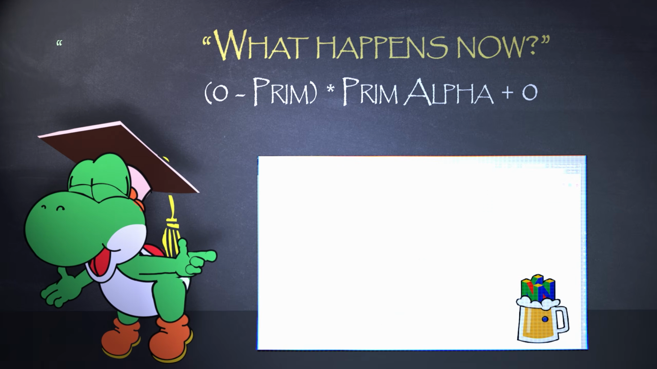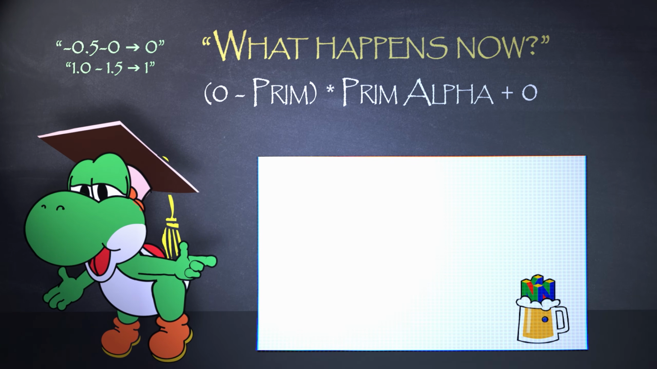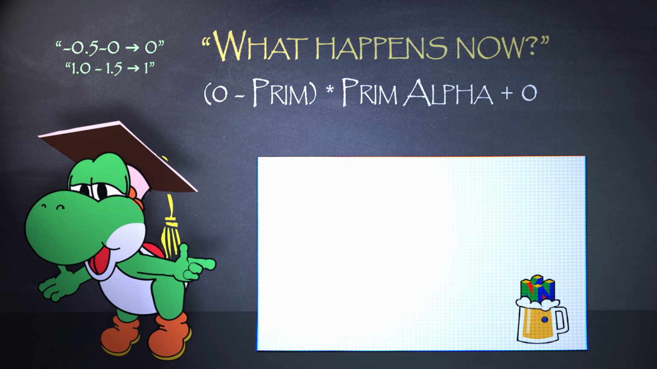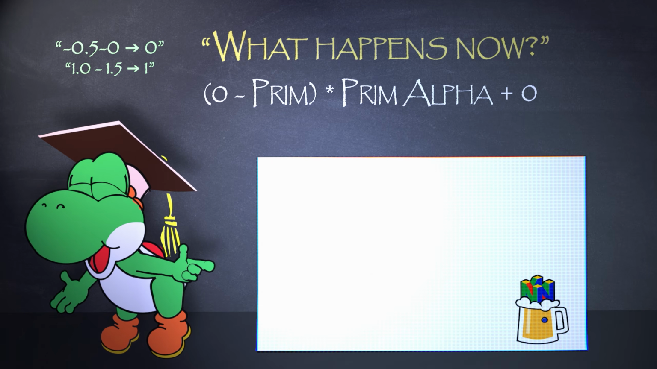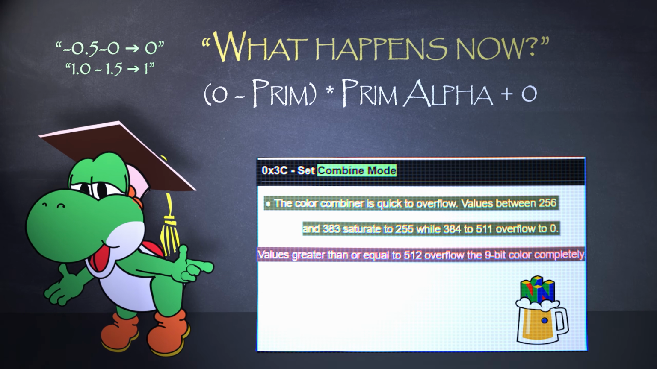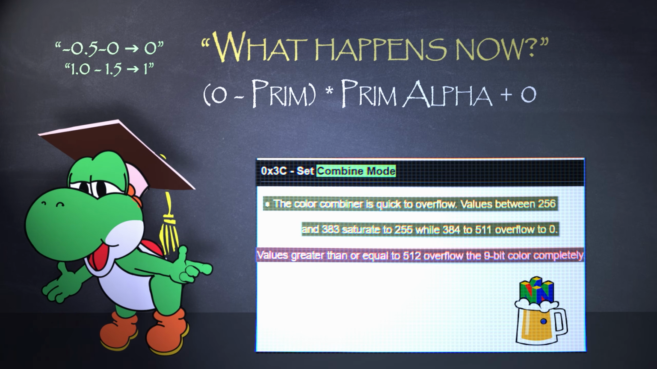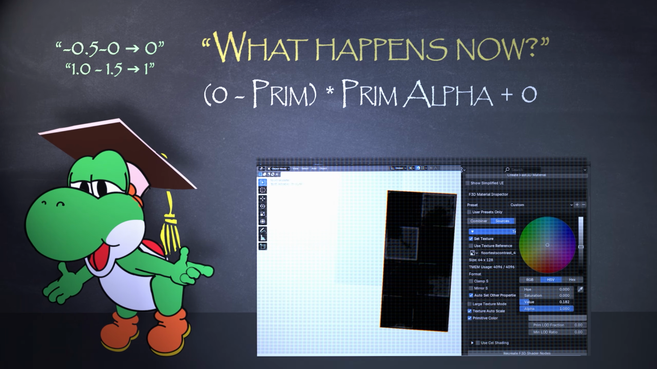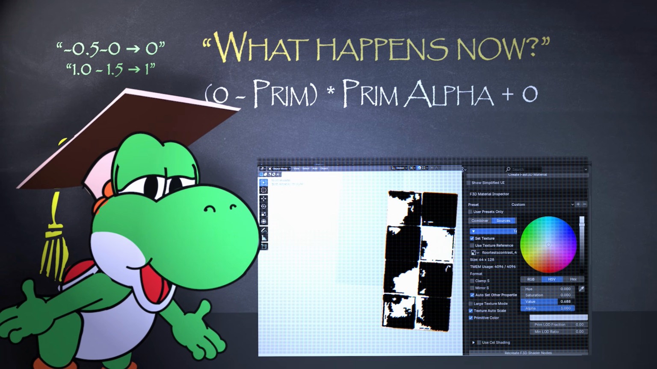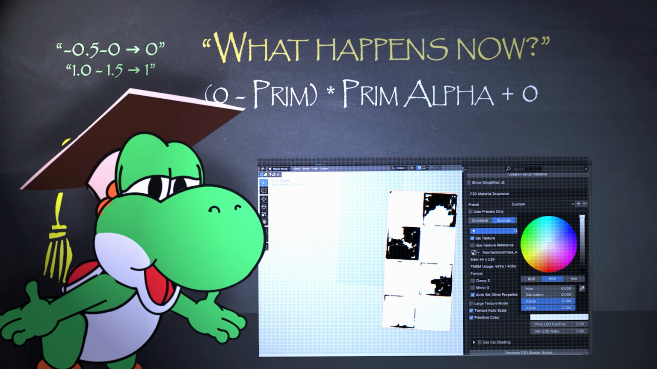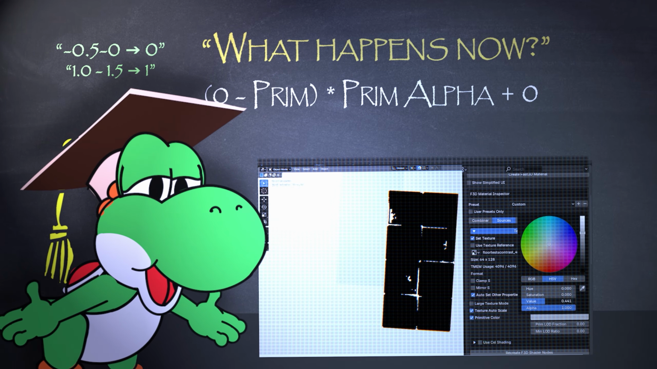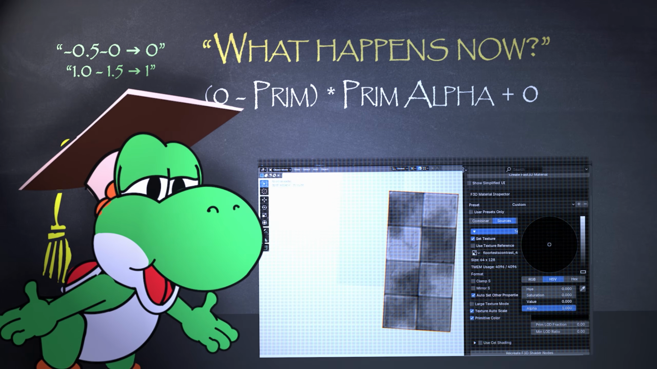All values between minus 0.5 to 0 get mapped to 0, and all values between 1 and 1.5 get mapped to 1. This is because there's a hidden 9-bit math happening under the hood. But once you go beyond these thresholds, the values wrap around. Some might consider it a bug, but it is secretly extremely useful, and the modern Nintendo 64 scene has been using this to great effect.